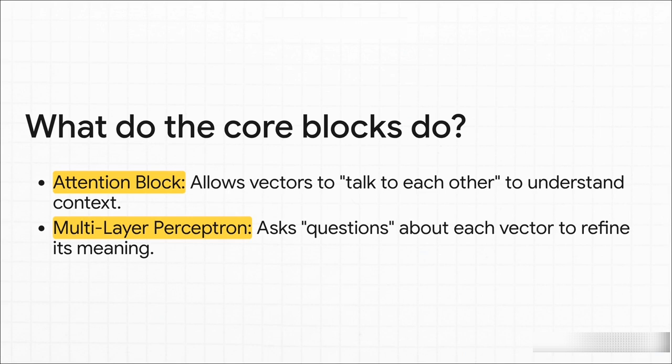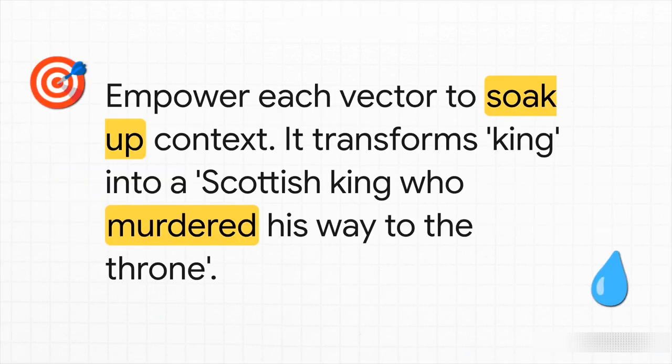Then, the vector moves to the feed-forward block, sometimes called a multi-layer perceptron, which processes each vector one by one. It's almost like it's asking each vector thousands of tiny yes or no questions to really sharpen and refine its meaning. So the whole point of this entire complex dance is to do one thing: to transform a vector that just means king into a vector that means a Scottish king who murdered his way to the throne, as described in Shakespearean English. It's all about letting that vector soak up all the rich, specific context from everything around it.